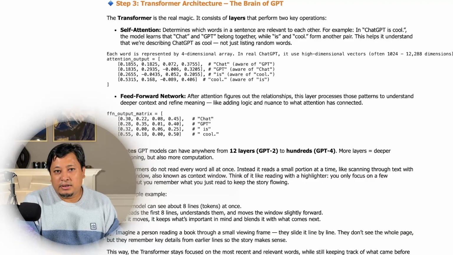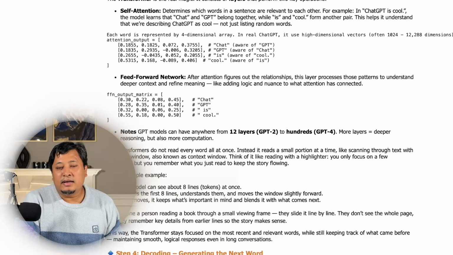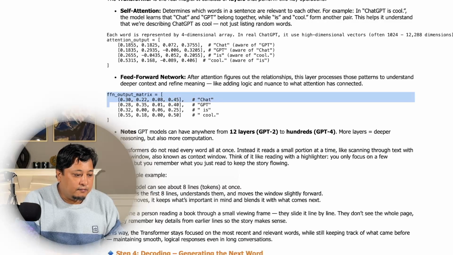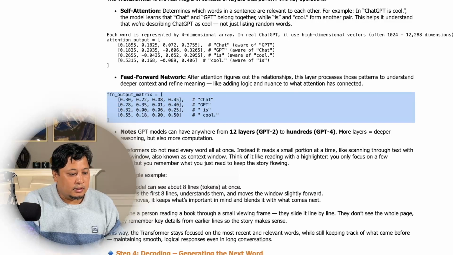The second operation is feed-forward network. After attention figures out the relationship, this layer processes those patterns to further understand deeper context and refine meaning, like adding logic and nuance to what attention has connected. To understand how feed-forward network is represented in programming, I have a sample example here. I have a feed-forward output matrix. It's also a 4-dimensional array or matrix.